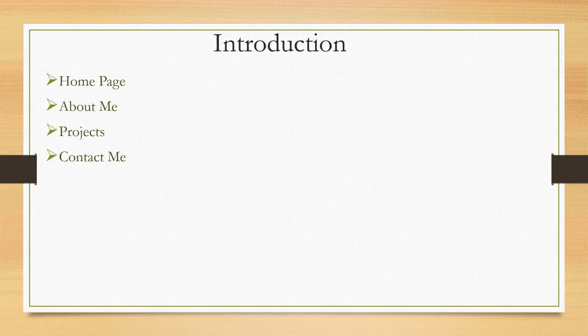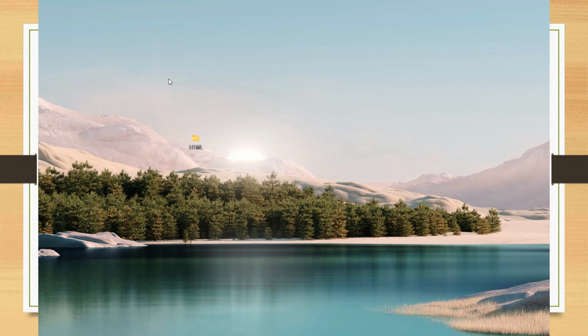For creating the portfolio website, we are starting from the home page. For creating this website, I am going to use VS Code. In the previous video I already explained how to create the HTML code using VS Code and also Notepad. So here I am using VS Code as my editor. First create one folder. I already created one folder and named it HTML.